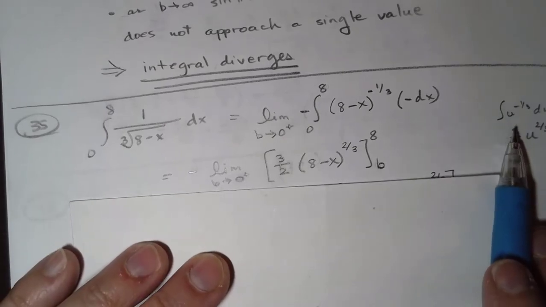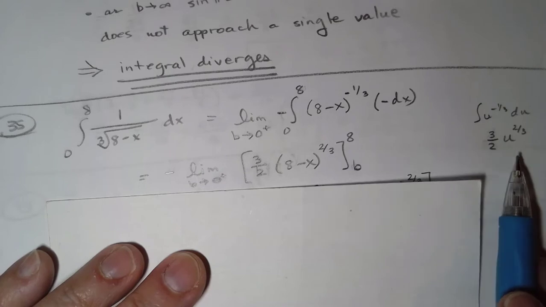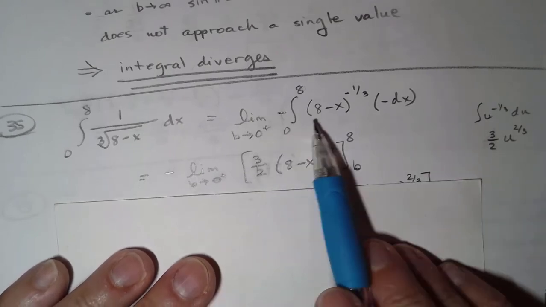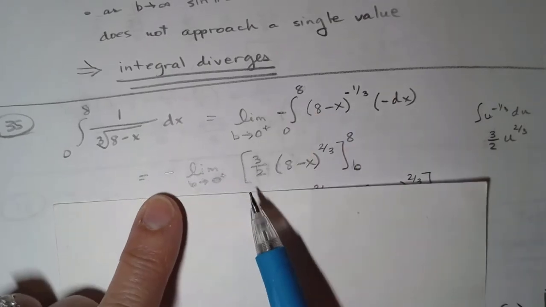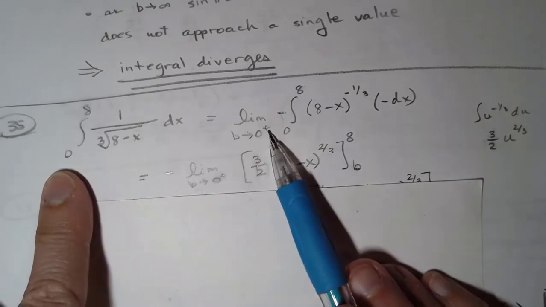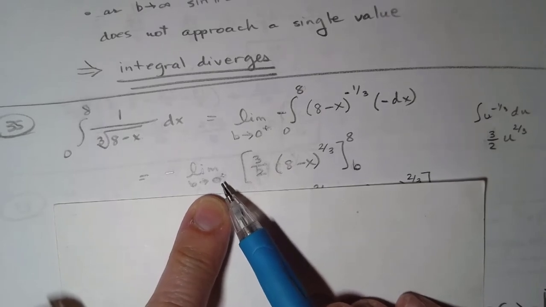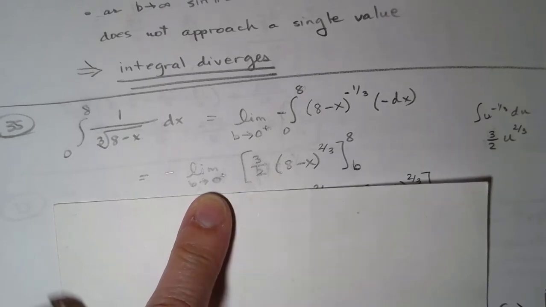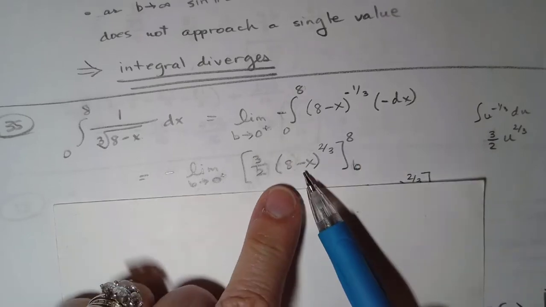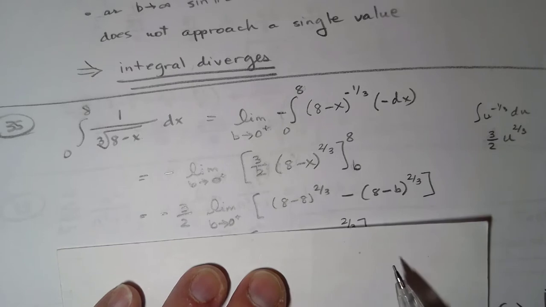Okay, we know that u to the -1/3 is going to anti-differentiate to 3/2 u to the 2/3. So this will become, negative comes out in front. What makes this improper is x cannot be 0. So we have to approach 0 from the right. So we haven't done any of those problems, which is why I like this problem. So 3/2, 8 minus x to the 2/3, evaluate from b to 8.